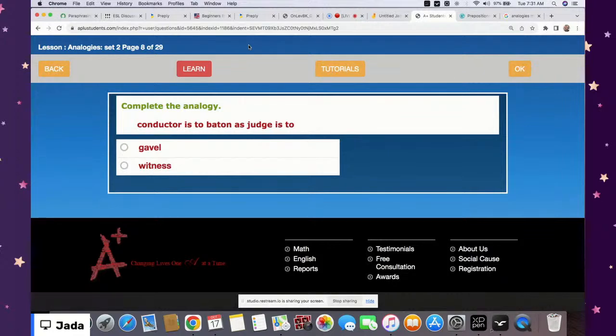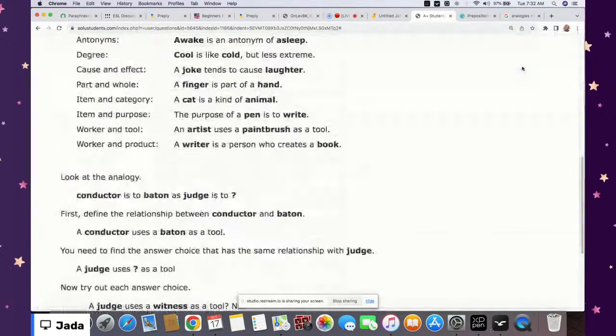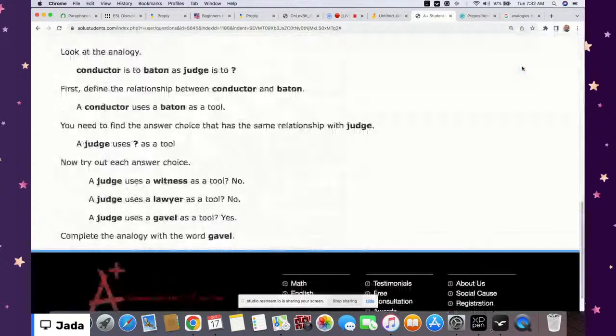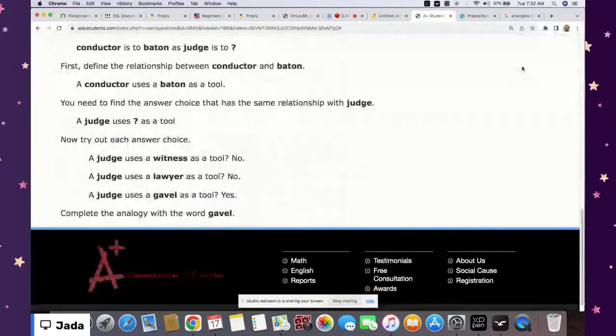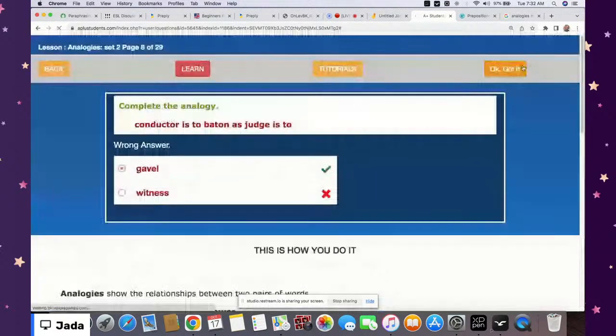So judge is to gavel or witness. Gavel. Witness, yeah. Okay. So now this is wrong. Why? Let's go there and then we see. Now, judge is to what? As a tool. Okay, so this is totally opposite. Judge uses a gavel. So it's talking about a tool that they use, not what they do, because they are the witness. This one is referring to the tool.